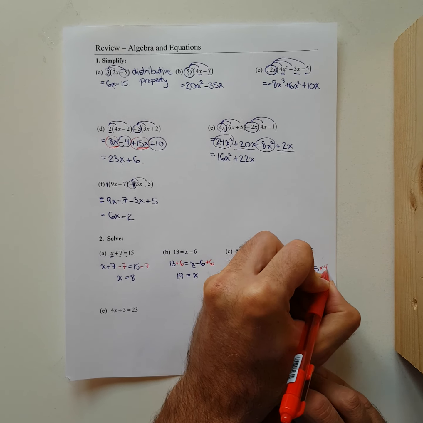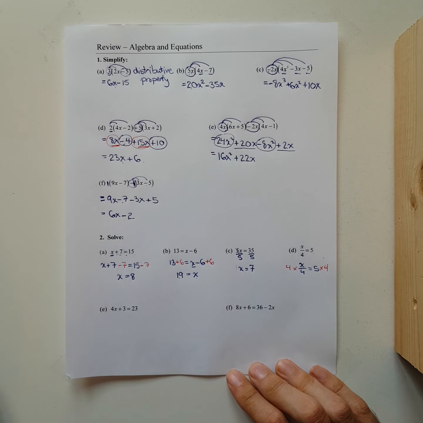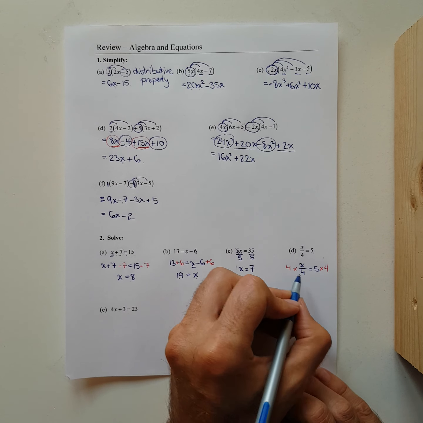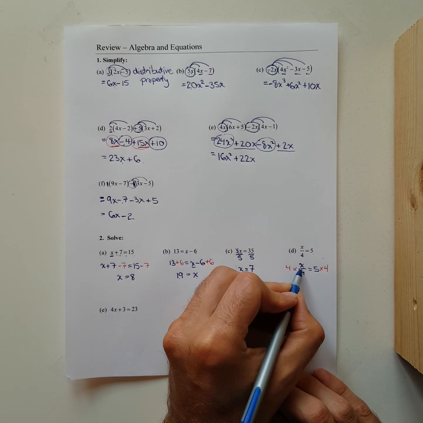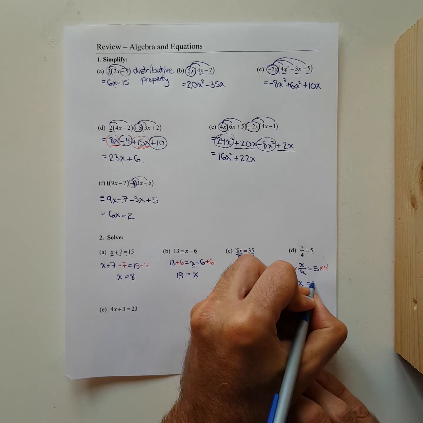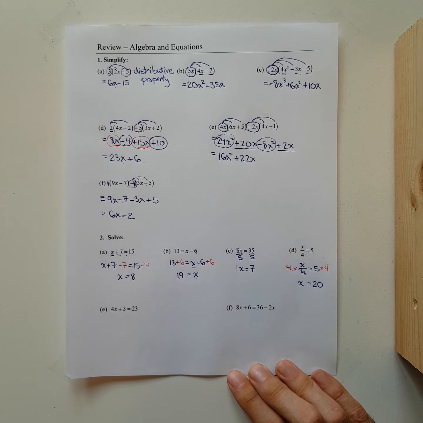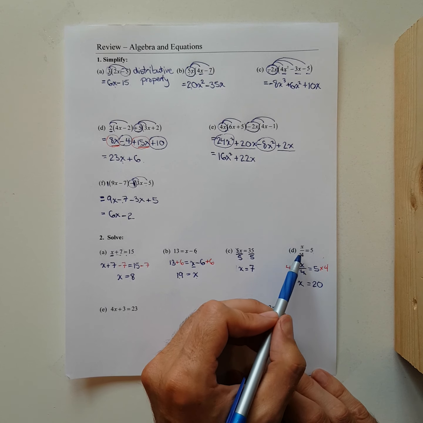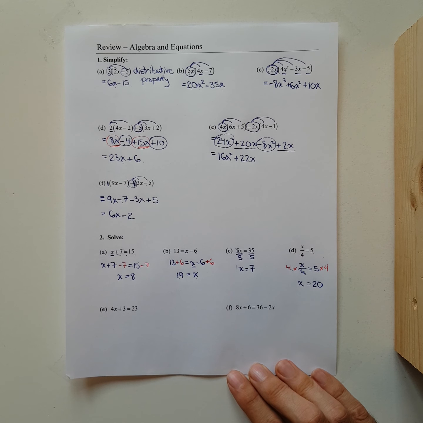And again, with an equation, we're going to do the same operation to both sides. So if I do that, we would end up here with 4x over 4, or those 4s would divide out. And 5 times 4 gives us 20. Again, checking, 20 divided by 4 gives us 5.